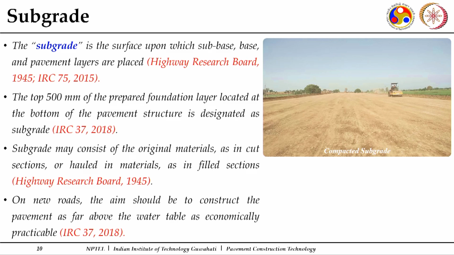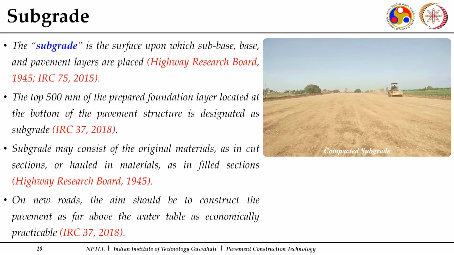But yes, as I mentioned, if the road level has to be raised up, then you have to come up with the embankment construction, and the subgrade is to be constructed over an existing natural soil. So the existing natural soil can be embankment, if the level has to be raised, or it can be the natural ground level. Now what it says for subgrade is, it is the surface upon which the subbase, base and pavement layers are placed.